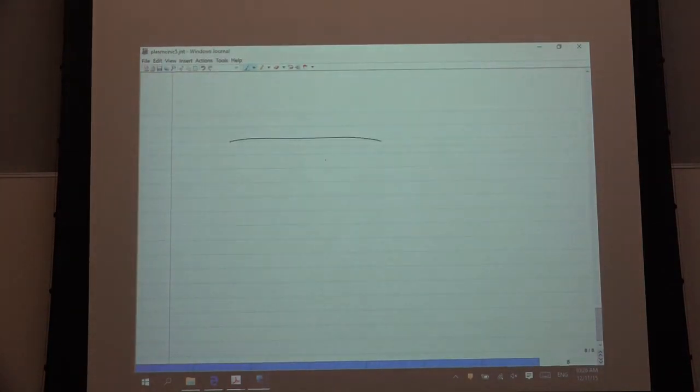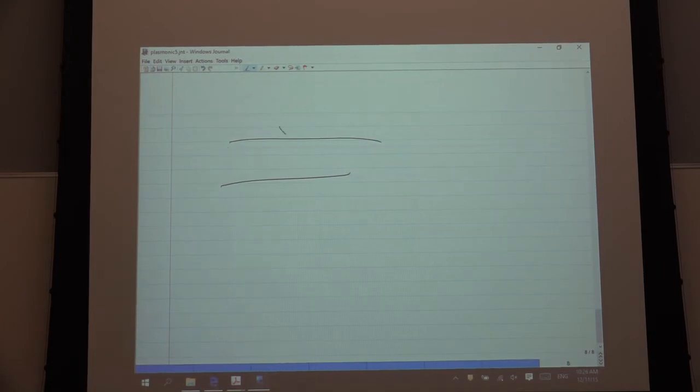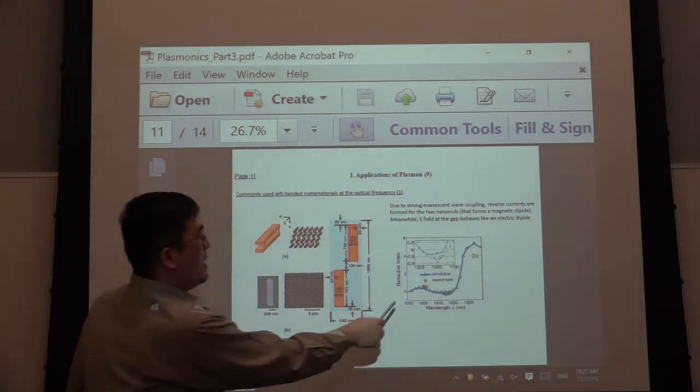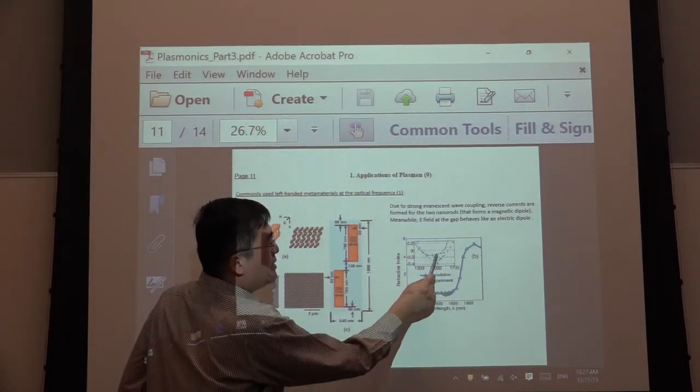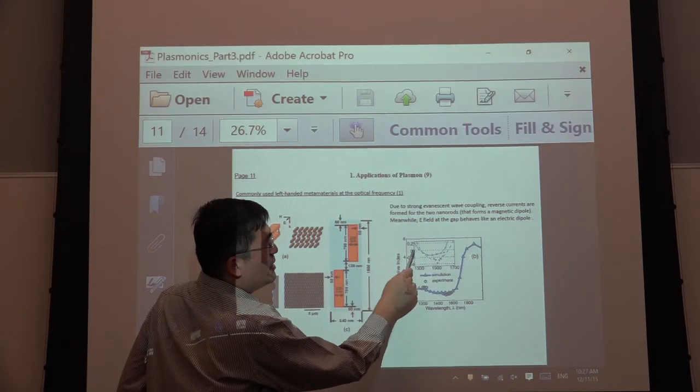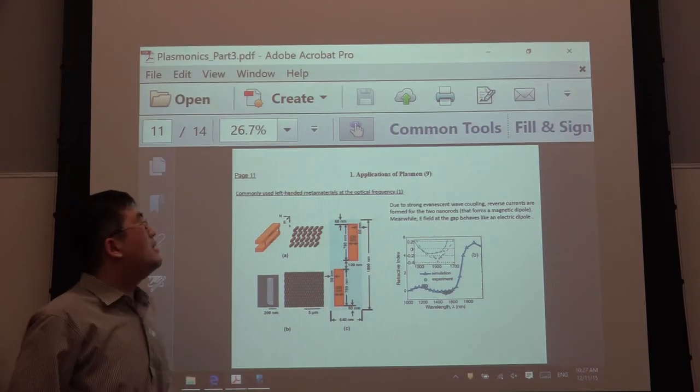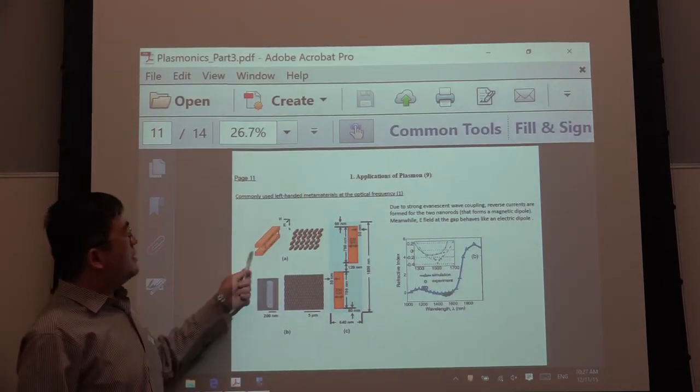This is the metamaterial, coupled by evanescent waves. The currents are reverse to each other, so it has a magnetic dipole H in here and an electrical dipole, maybe something in here. So they can make the metamaterial. This is the experimental result and the simulation. You can see that in this very small region, N can be small and zero. This is the first experimental demonstration in the optic regime with this structure.